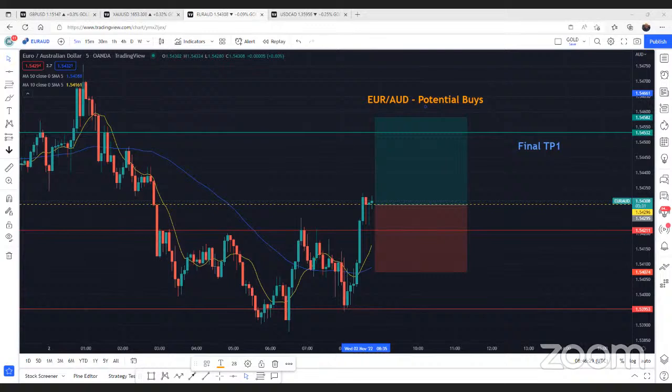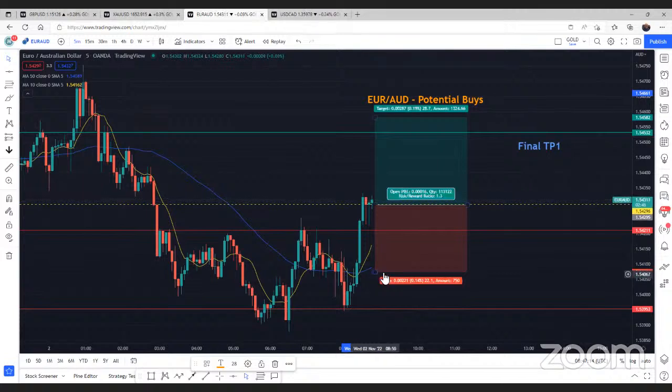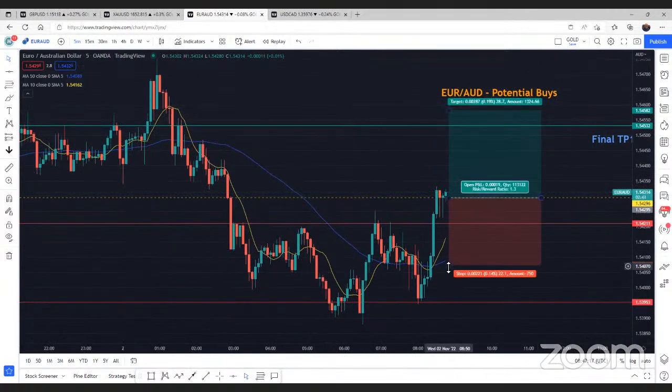And I'll have my stop loss at about 30 pips or so. Have my stop loss run about here.